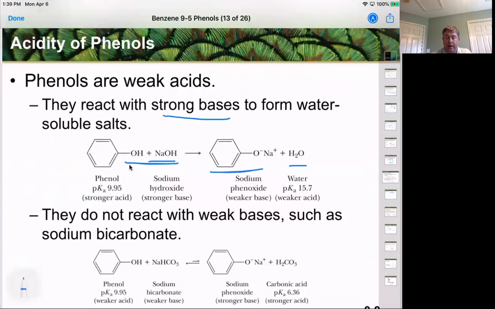They do not react with things like carbonate. Remember, we can use bicarbonate to deprotonate a carboxylic acid to create the carbonic acid here to make it the weaker acid, but we cannot do that with phenol. So we do not generate this material out of the carbonate reaction.